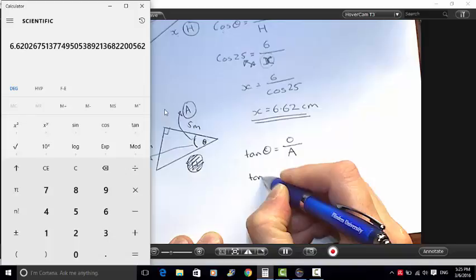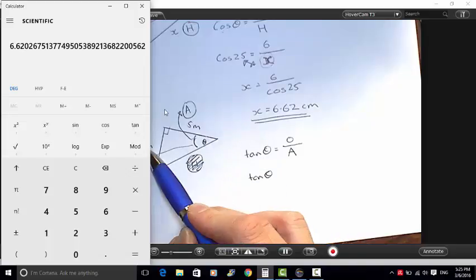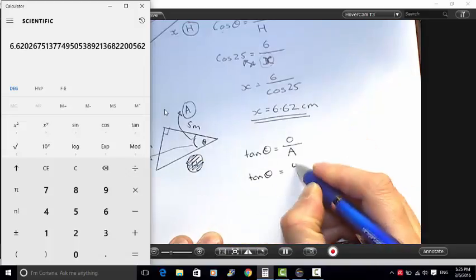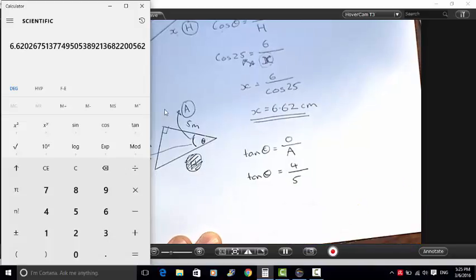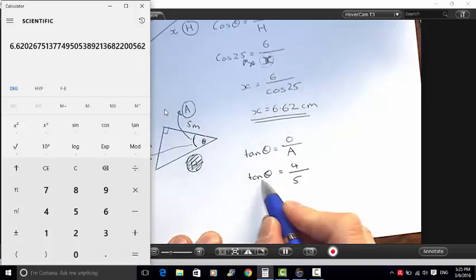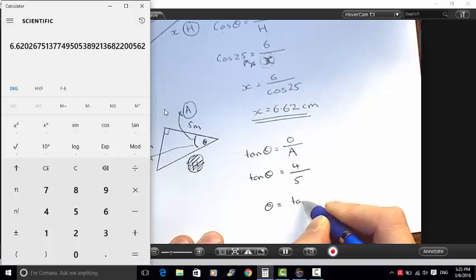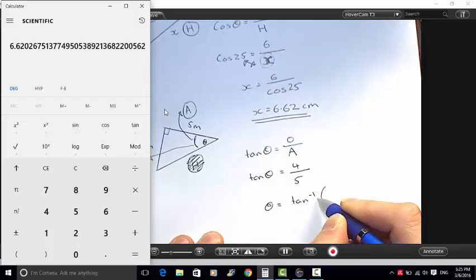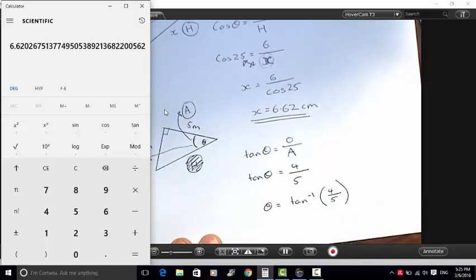Now we don't know the angle in this case. That's what we're trying to work out. We know the two sides. Opposite is 4 and adjacent is 5. Now the trick with this one, to find the angle, we do the inverse of tan, and apply that to our number. So again, you need to know how your calculator works for this one.